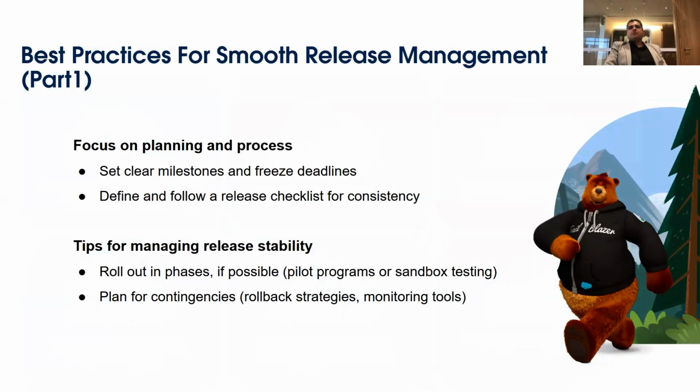So basically what you need to do is set clear milestones and freeze the deadlines. What I mean by that is define the key stages of the release process early and ensure all stakeholders are aligned. Freezing deadlines ensures that scope creep is minimized and the team has enough time for testing and quality assurance. So that's the number 1 best practice.